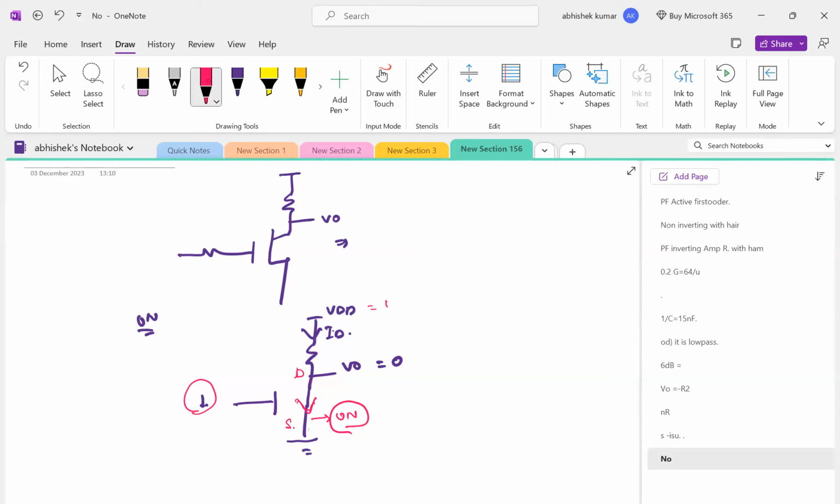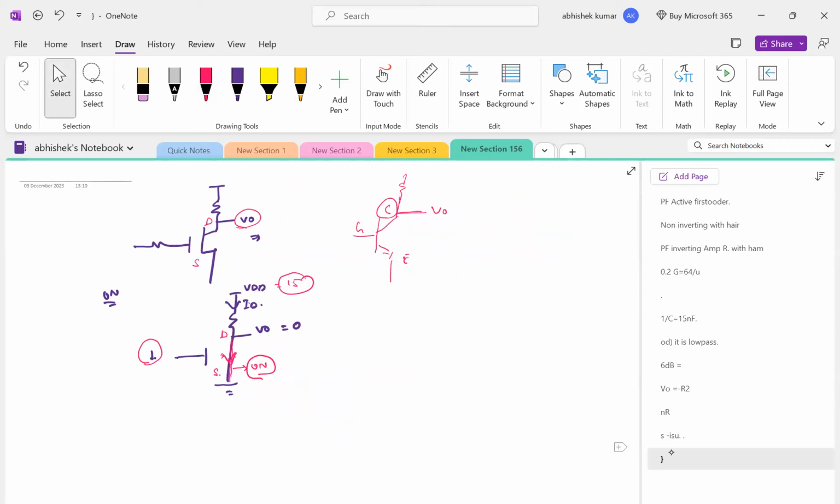How does the current flow? If this is your 15 volt, current flows from high potential to low potential, right? What is the high potential? VDD, that is 15 volt. It should try to reach ground, right or wrong? For reaching the ground, this path should have no obstruction, right or wrong? And we used to take output from drain. Just like in the BJT, we take output from the collector, here we are taking output from drain. Are you getting my point?